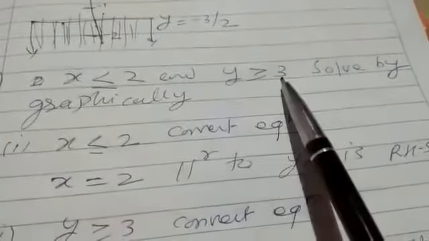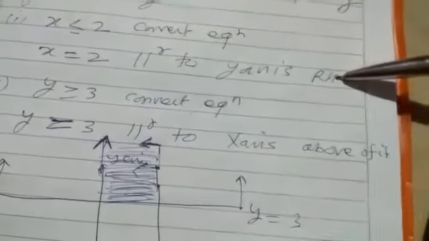Now example number 3, the combination of both these inequalities of one variable: x less than or equal to 2 and y greater than or equal to 3. Solve by the graphical method. How can we solve it? That is a mixed problem of two variables x and y. Okay. So x less than or equal to 2, convert into the equation x equals 2. We know that is a line parallel to the y-axis and to the right hand side of it. y greater than or equal to 3, convert into the equation y equals 3, a line parallel to the x-axis and above it.